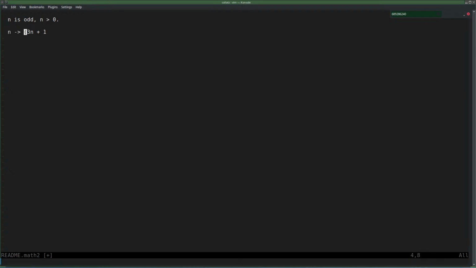And immediately I divide it by all the powers of 2 that it has. Which actually is the ruler function of 3n plus 1. The ruler function returns the number of factors of 2. So if this is divisible by 8, then the ruler function of 8 is going to return 3, because 8 has 3 powers of 2 in it. Yeah, so this is our step.